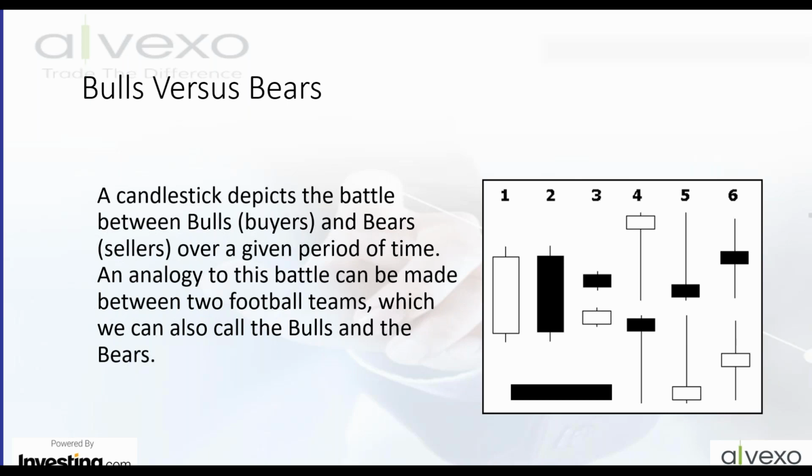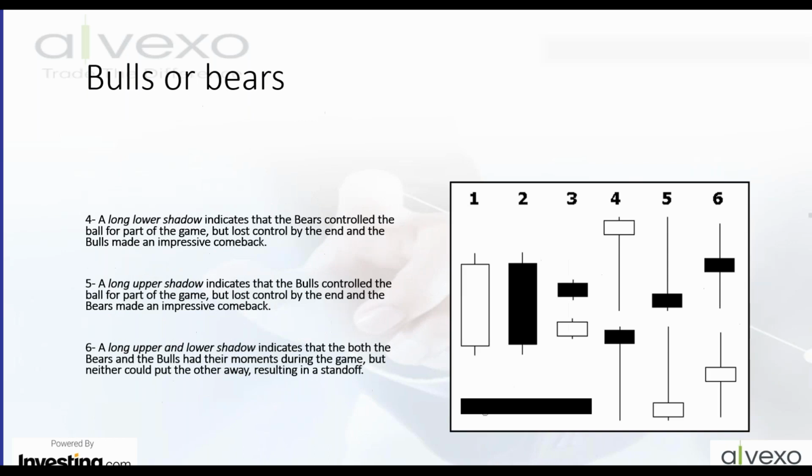4, 5, and 6 are also small bodied candles. But in 4, we see at some point the bears dominated. They pulled that price all the way down, but they weren't able to hold on to it. And the price ended up closing pretty close to where it opened. Reverse that story and you have number 5. And in number 6, we had a big tug of war back and forth, but at the end of the session, nobody ended up claiming victory. And that's an important thing.